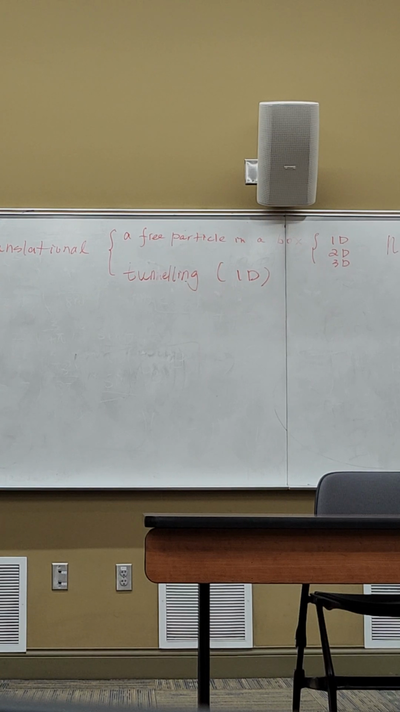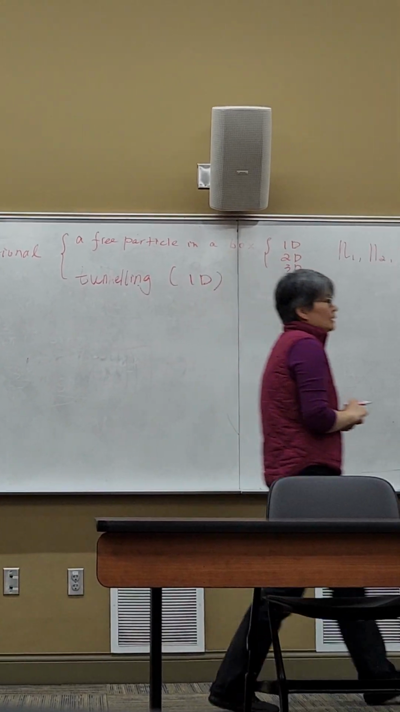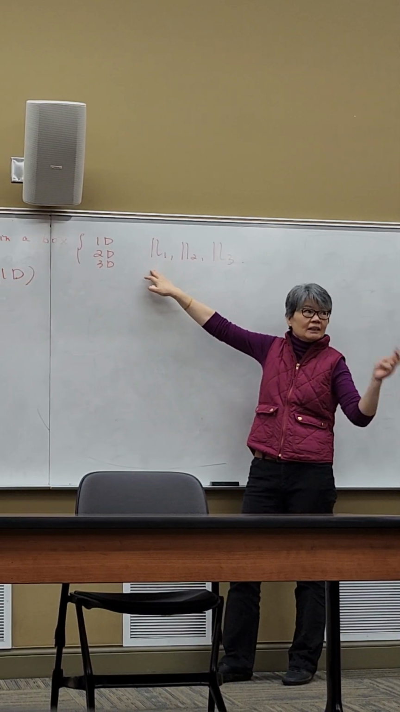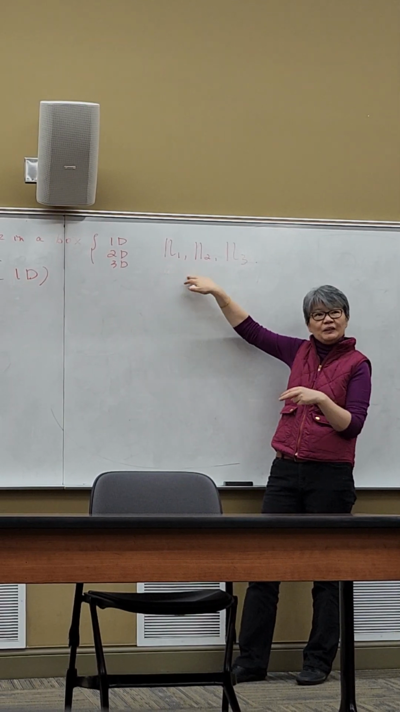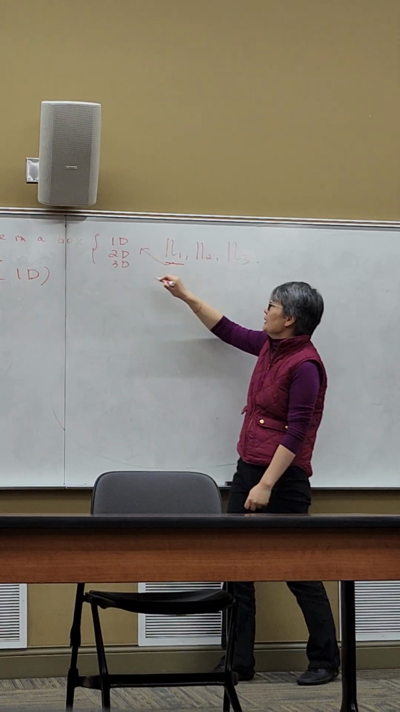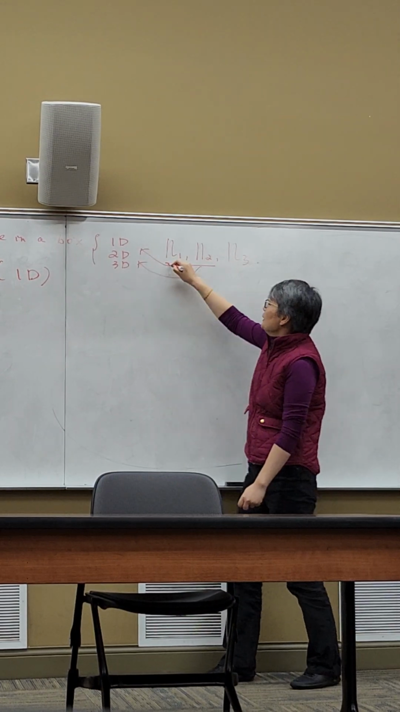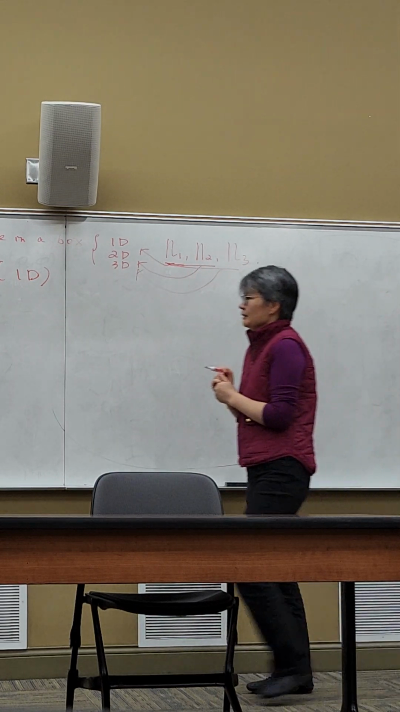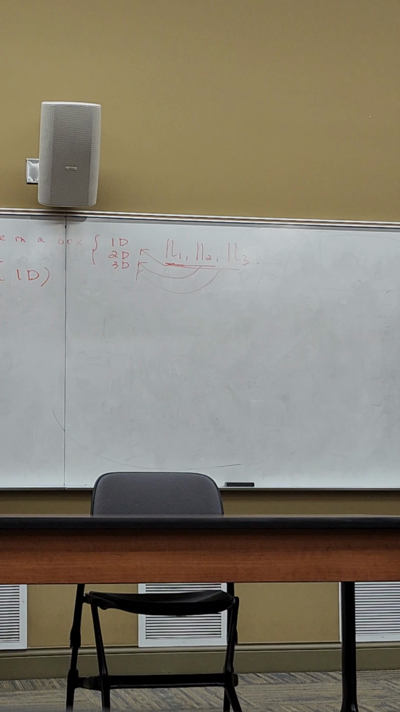Okay. All right. So now, if it's only one dimension, you only need one quantum number to satisfy the boundary condition. 2D, you have two dimensions, and 3D. So one dimension, you only have one. Two dimensions, you have two. Three dimensions, you have three quantum numbers. All right. And what else do we apply to?